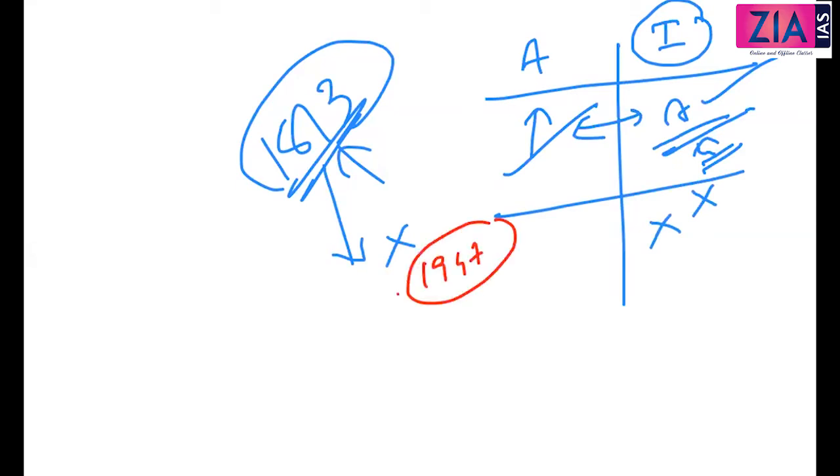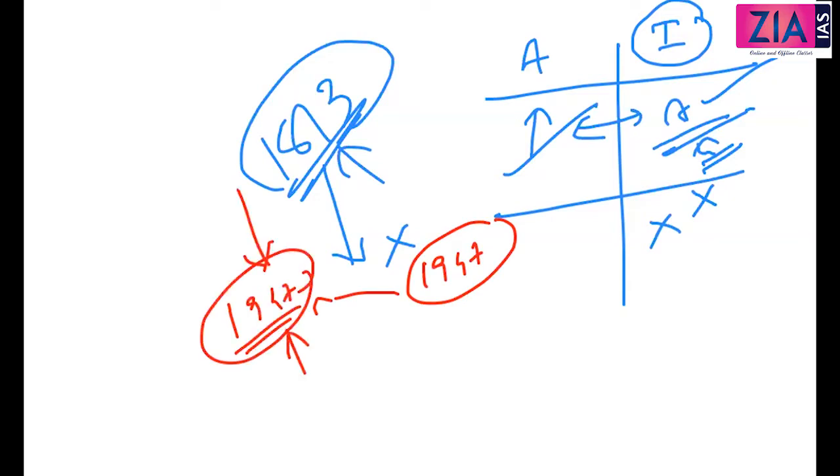Then post 1947, what happened? Once we get independence, now this is going to be the time of service sector. Now if you're not dominating in service sector, then there is no choice. So automatically we have to shift. Okay, so that is what actually happened again.